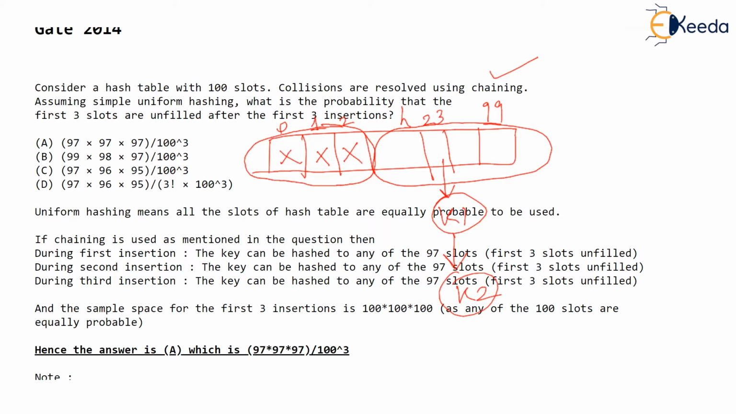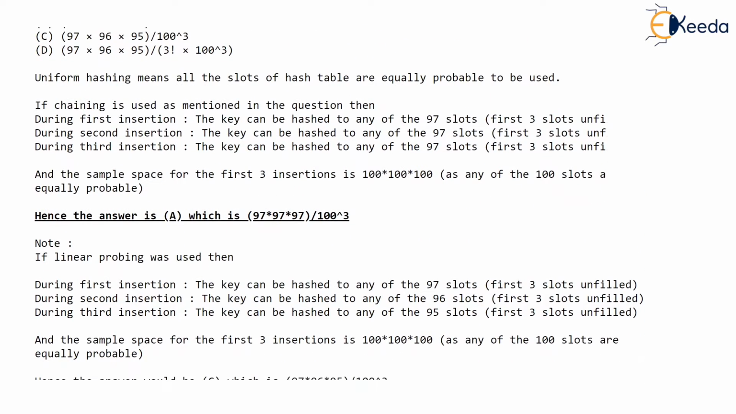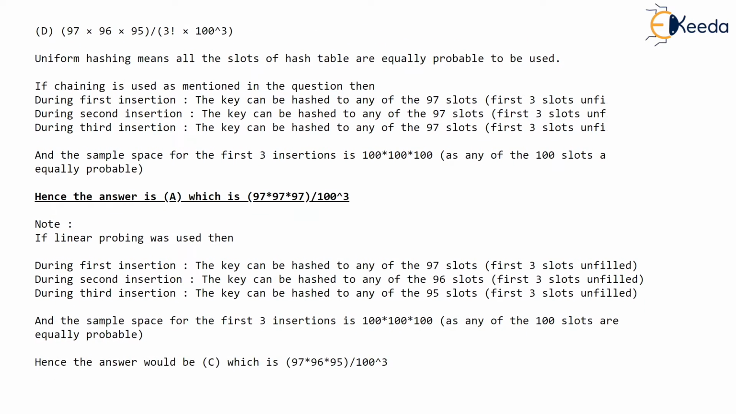So indeed, the favorable cases are 97 into 97 into 97 upon 100 cube. So that's what is the answer, isn't it? You can obviously pause the video and read out these few points that I have written over here. And why was the numerator taken as 97 cube and denominator taken as 100 cube? And what would happen if we are using linear probing?